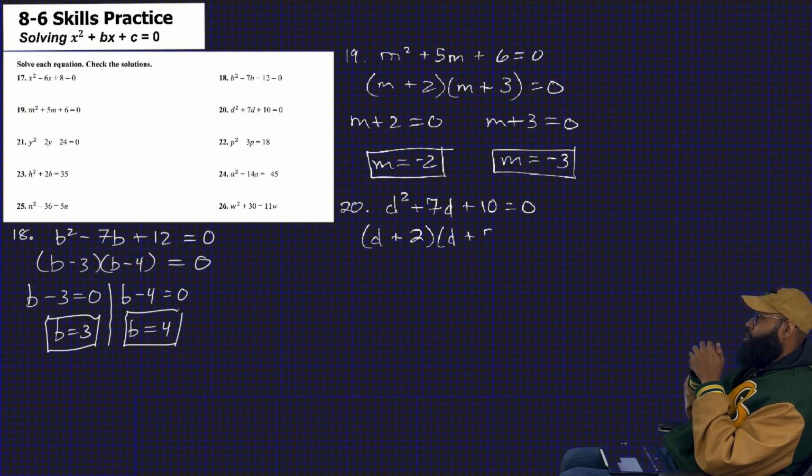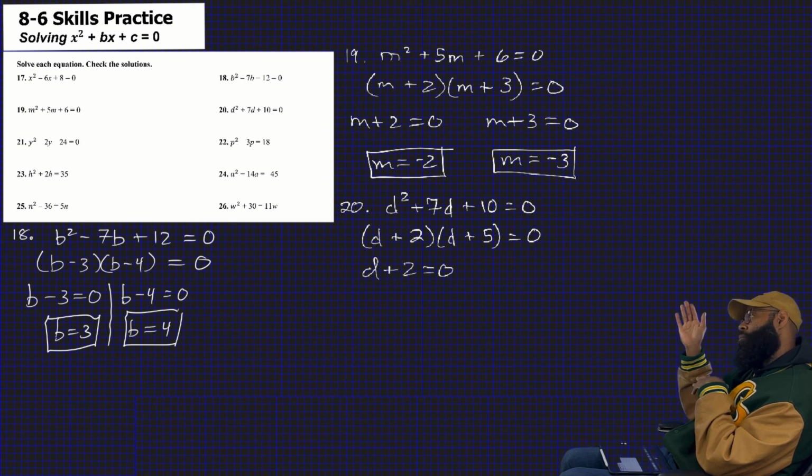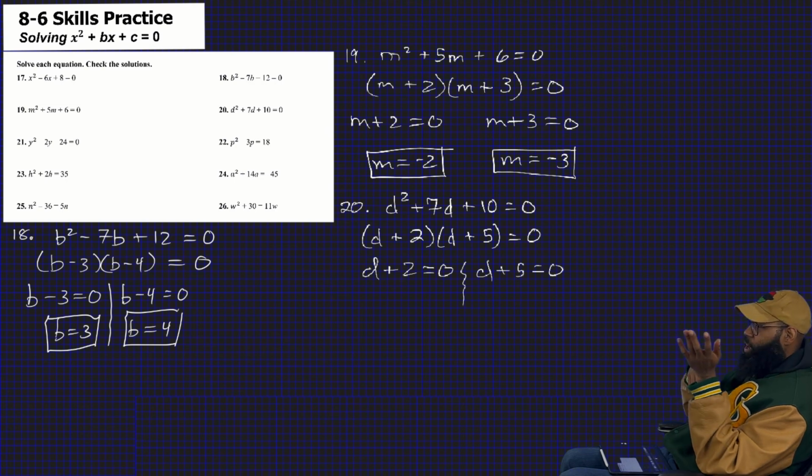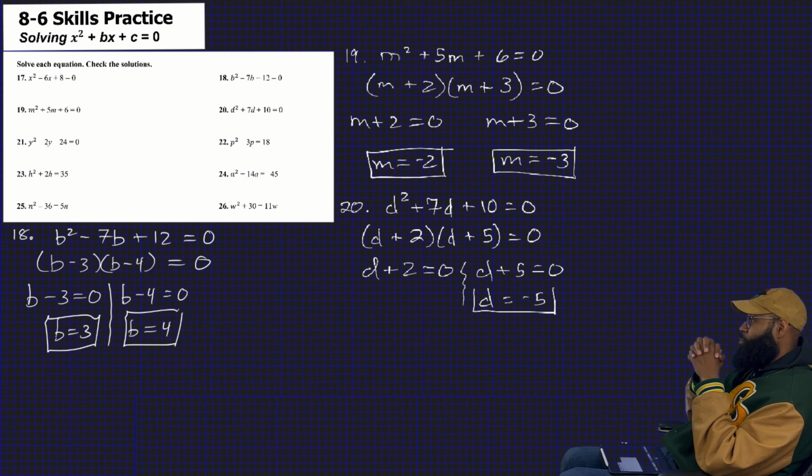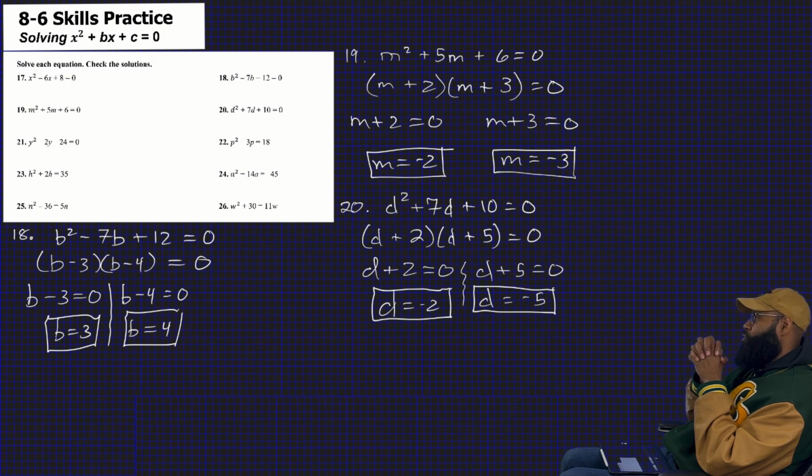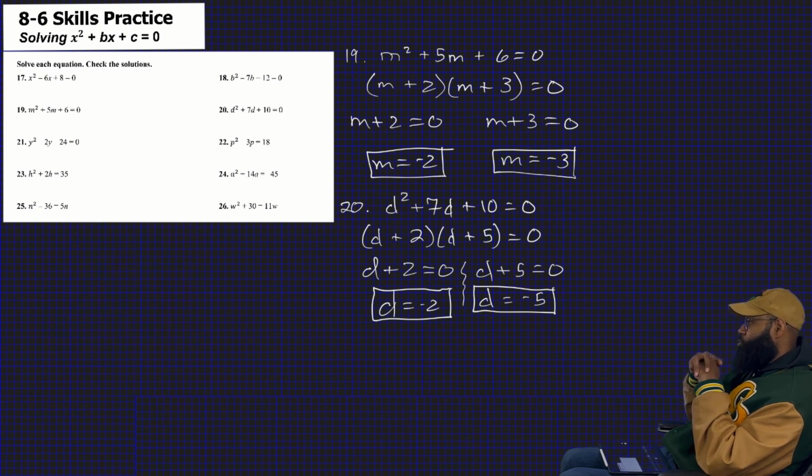And that right tells me that 2 times 5 is 10, and 2 plus 5 is 7. So now after my right, I'm going to go left. d plus 2 equals 0, and d plus 5 equals 0, using the zero product property. Solve those 1 steps. d is equal to -5, and my other equation, d must equal -2. And those are my 2 solutions. Again, guys, plug that into the original equation, checking to make sure that it does equal 0.